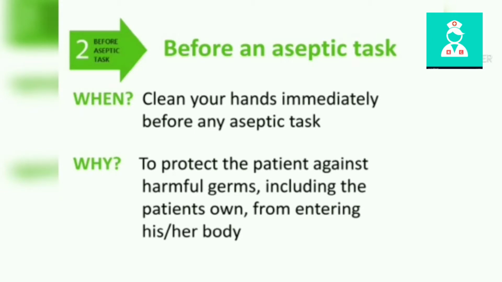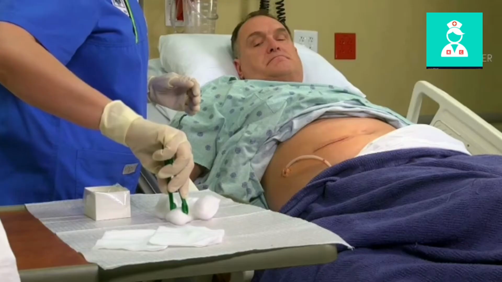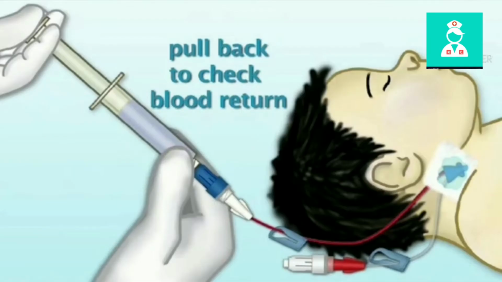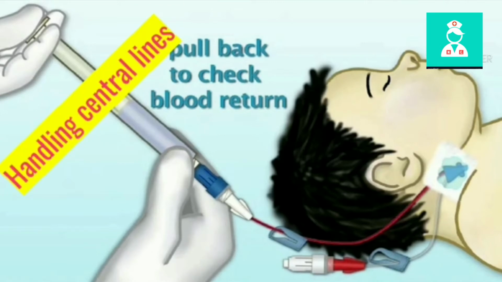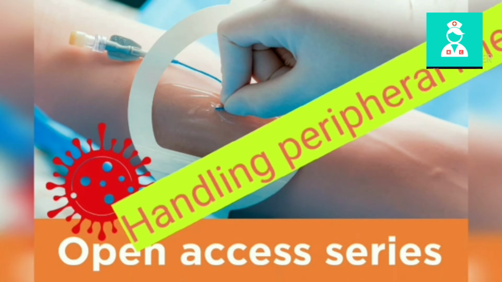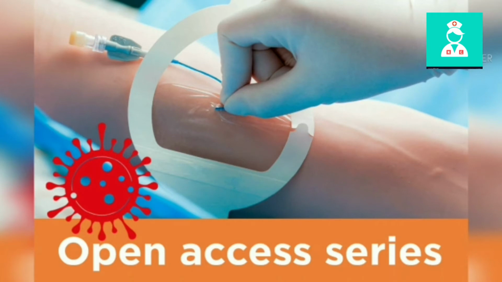Moving on to the second moment for hand hygiene, that is before doing an aseptic task. We need to clean our hands immediately before doing any aseptic task or any sterile procedure. There are many examples. One example is replacing a dressing, and another one is before handling peripheral lines, central lines or arterial lines. We need to clean our hands to protect the patient against harmful germs, including the patient's own, from entering his or her body.